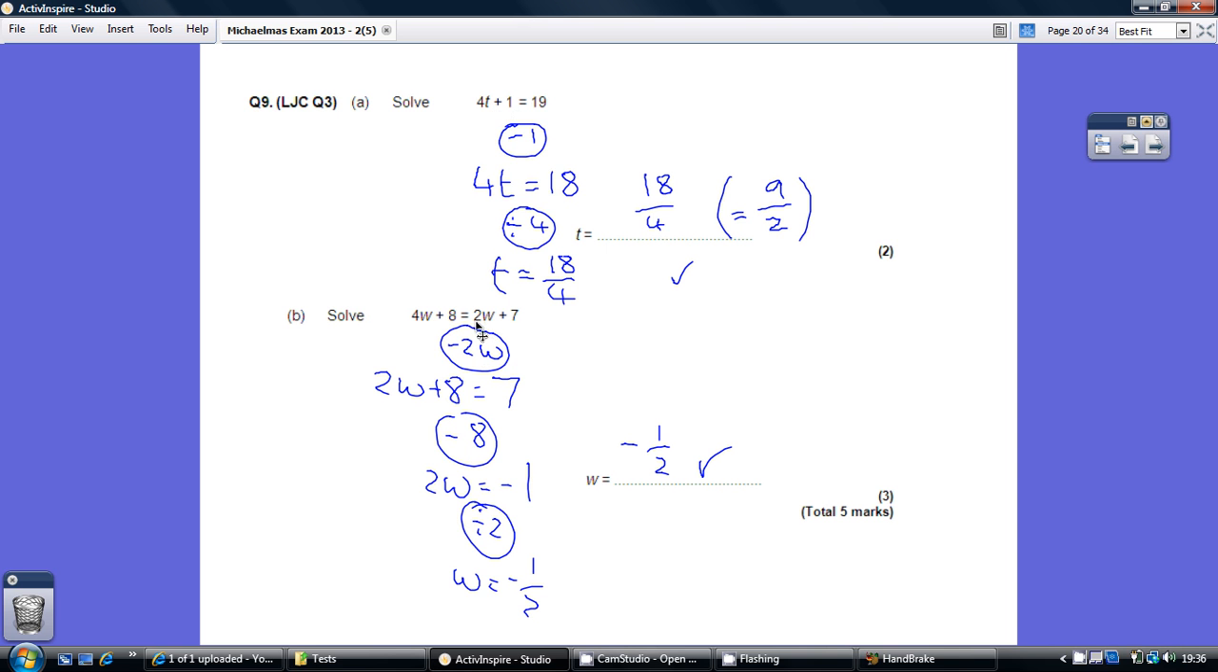How do we undo this 2w? We take away 2w. How do we undo the plus 8? We take away 8. How do we undo this multiplying by 2? We divide by 2. These are not easy. Just give it your best shot.